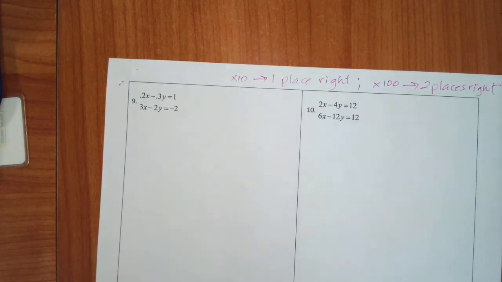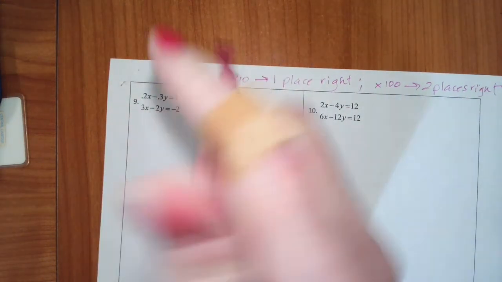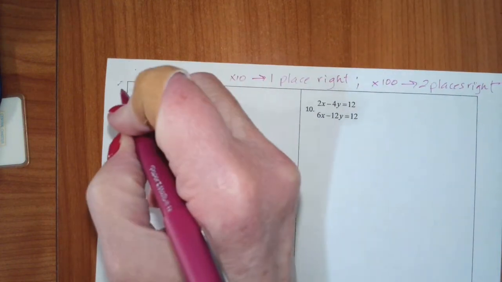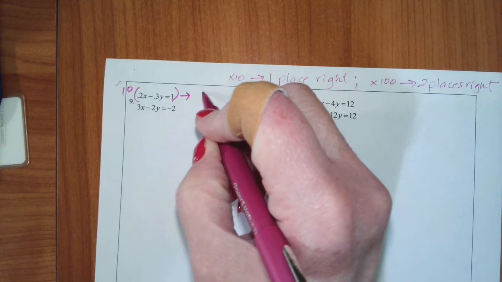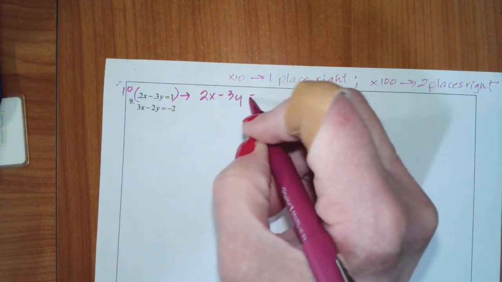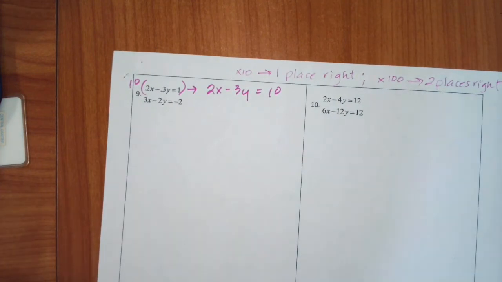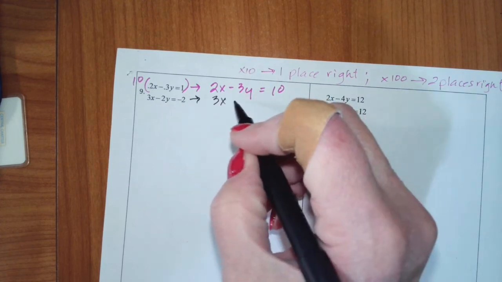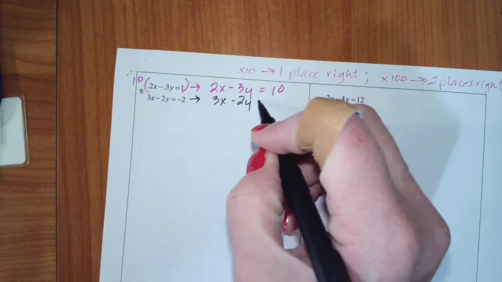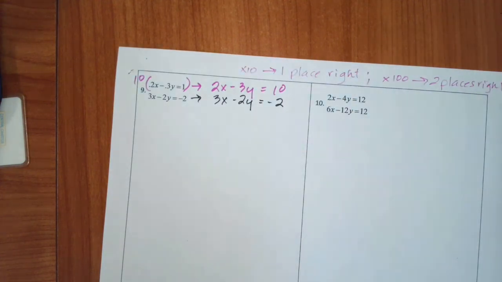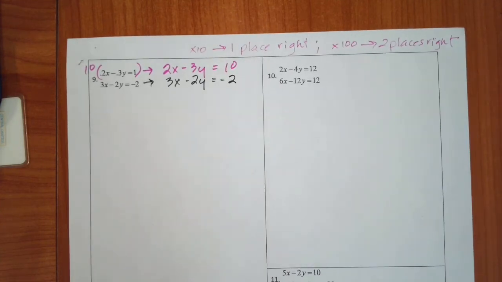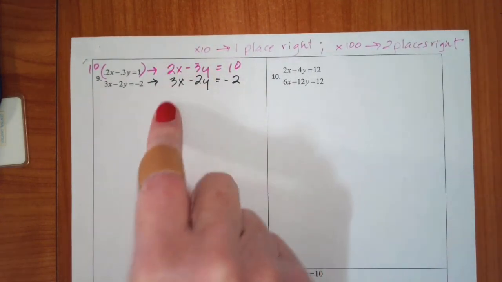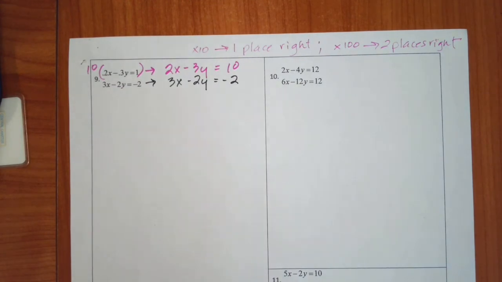I think this would be easier to work with if I get rid of the decimal, so I'm going to multiply by 10. So this becomes 2x minus 3y is equal to 10. I haven't done anything to this equation yet, so I'm going to write this as 3x minus 2y is equal to negative 2. From here, we have to make a decision. What do we want to eliminate? The signs are the same, so I know I'm going to have to multiply one by a negative, one by a positive. I think I'll just go with the x's on this one.